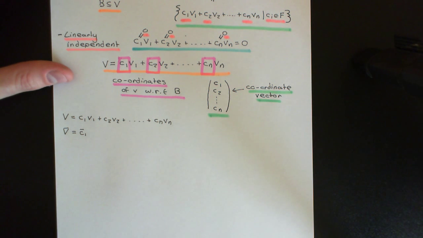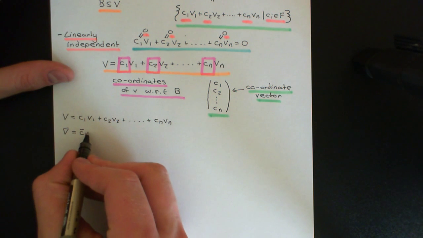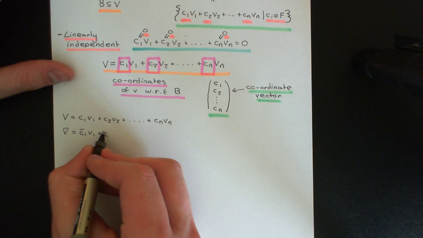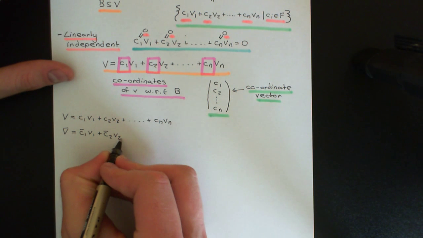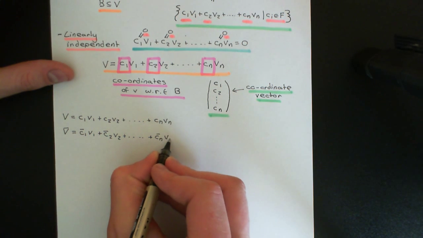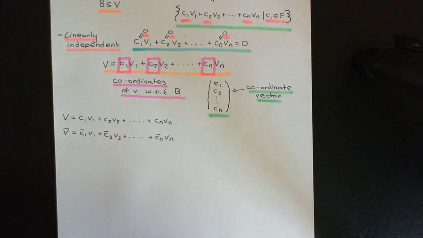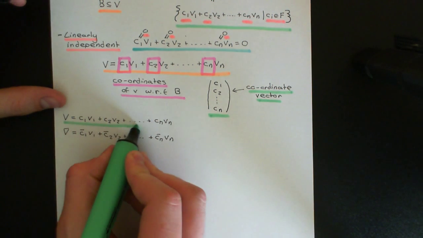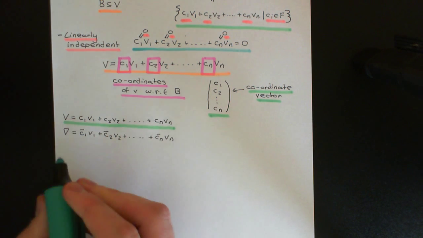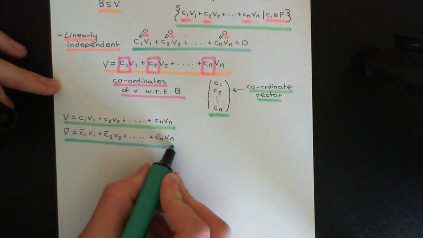I can write each of these as one and only one linear combination of the vectors v1 all the way up to vn. So c1 bar v1, c2 bar v2 plus all the way up to cn bar vn, like so. So I have these two vectors in my vector space written as their one and only one linear combination of these basis vectors.